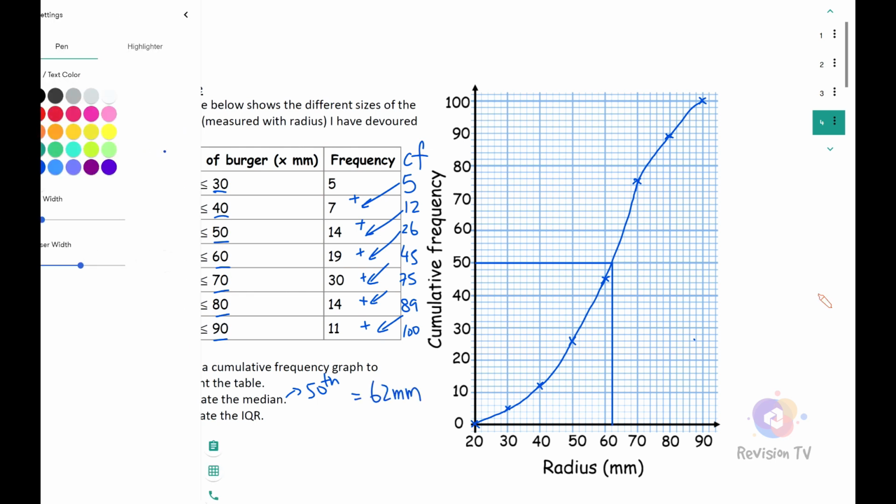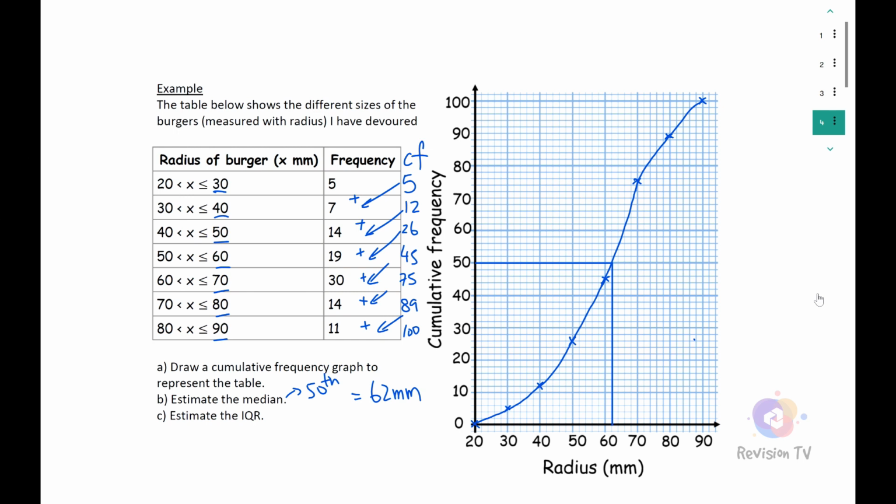Okay. Question C, to estimate the IQR, I'll use a different color, green. The IQR is the upper quartile take away the lower quartile. The upper quartile is the 75th term because 3/4 of 100 is 75, and the lower quartile is the 25th term. So for the upper quartile at 75, draw across and then go down. Upper quartile equals 70. Take away the lower quartile, the 25th term. Go down, and I've got close enough to 50, so I'll say 50. So that's 20 millimeters. That's the answer.